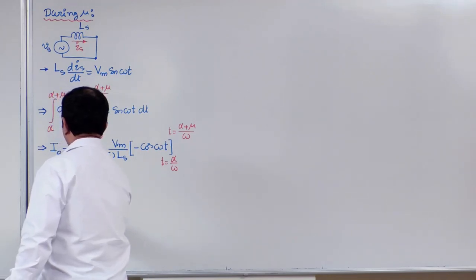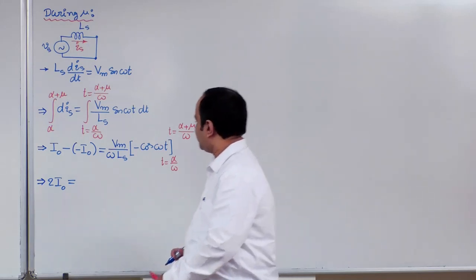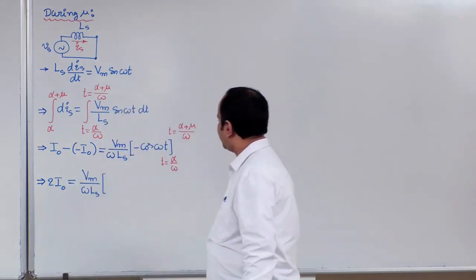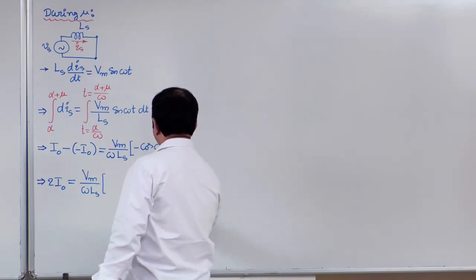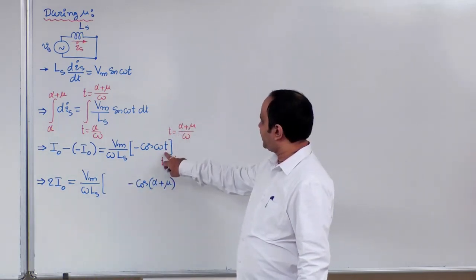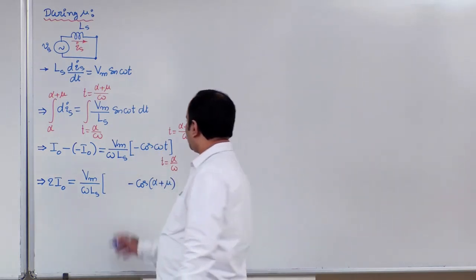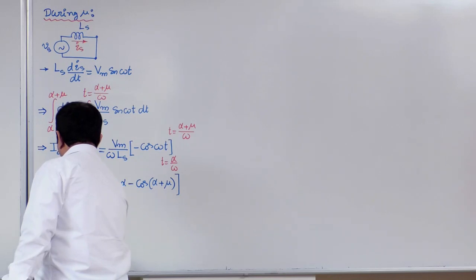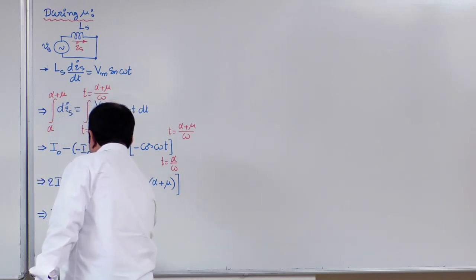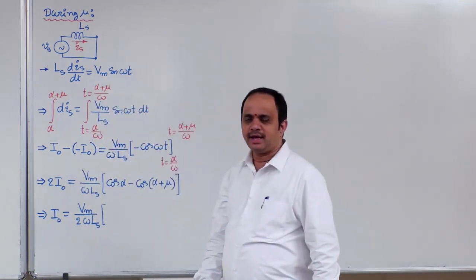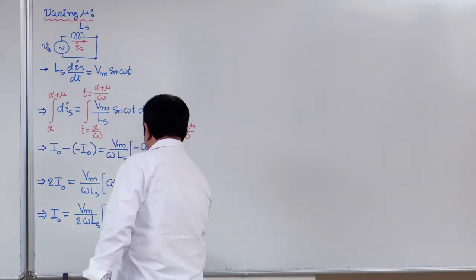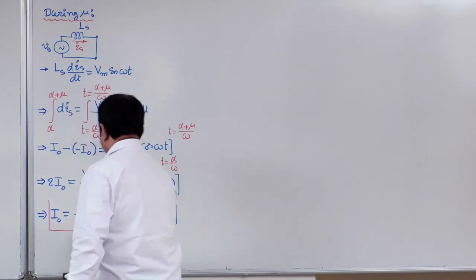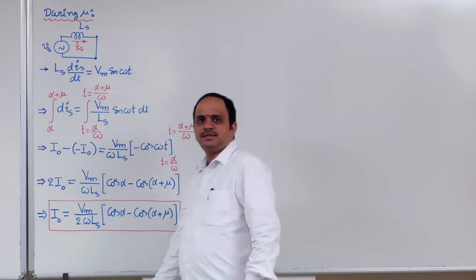Therefore here we get 2 I naught on the left hand side is equal to Vm divided by omega Ls. The upper limit is minus cos of alpha plus mu. When you substitute t equal to alpha plus mu by omega, omega will cancel. The lower limit, minus of minus, is plus cos alpha. Or you can also express this equation as I naught is equal to Vm divided by 2 omega Ls multiplied with cos alpha minus cos of alpha plus mu. This is the expression for I naught.